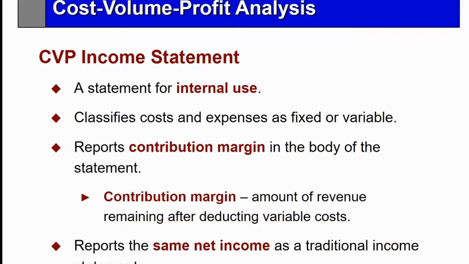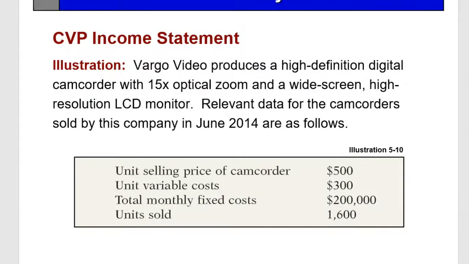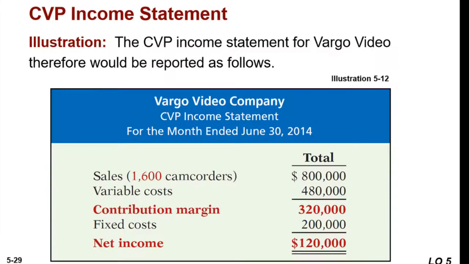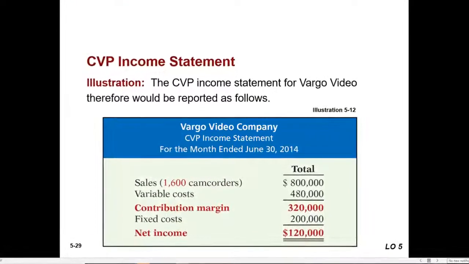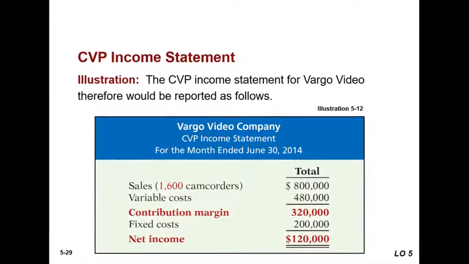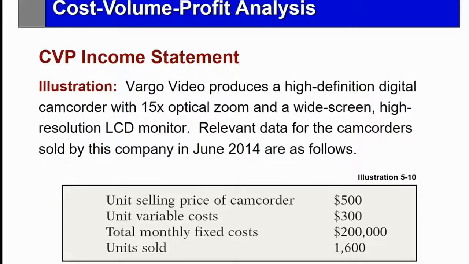Here is an example. We have Fargo Video, and the relevant data is a unit selling price of 500, variable costs of 300, total monthly fixed costs of 200,000. They're selling 1600 units. So therefore, the contribution margin statement simply has sales minus variable costs, which then shows me what the contribution margin is, and the contribution margin is what's left over to cover the fixed. Once the fixed is covered, what remains is net income. So there you have the total contribution margin.